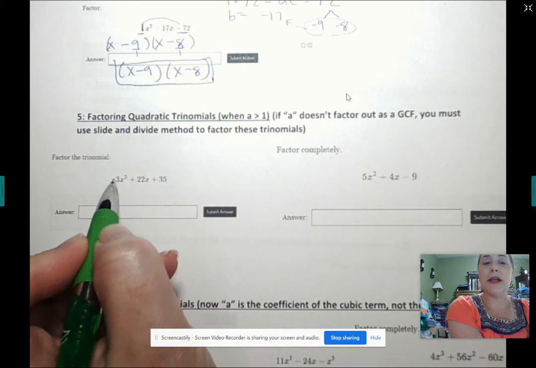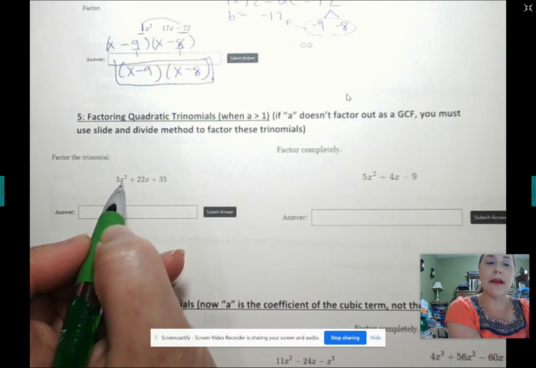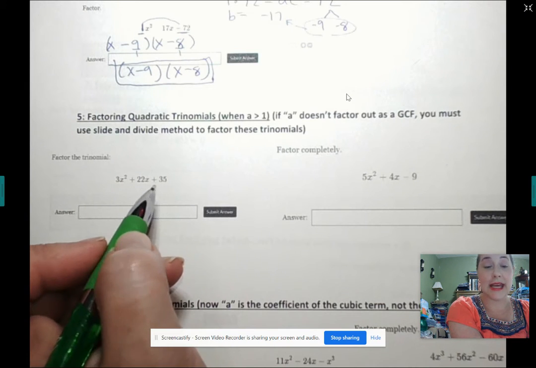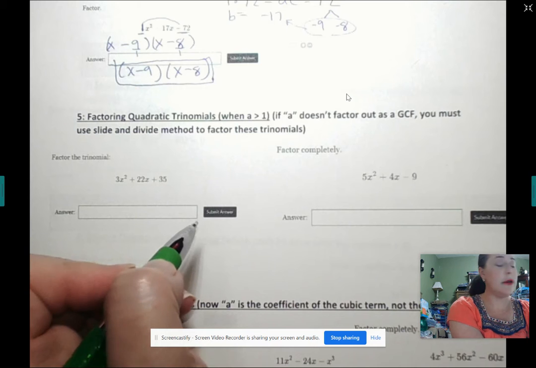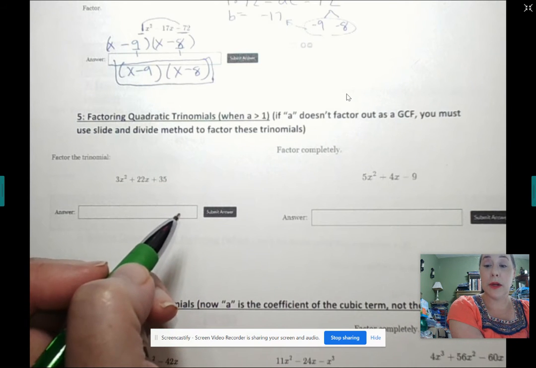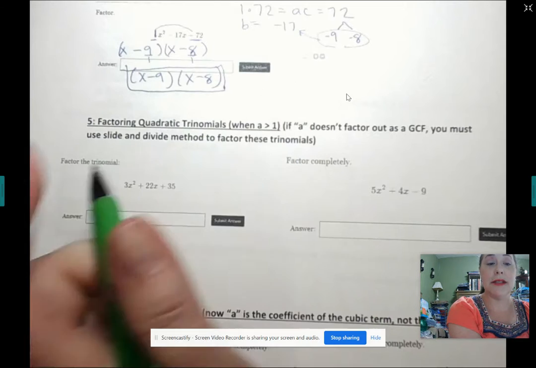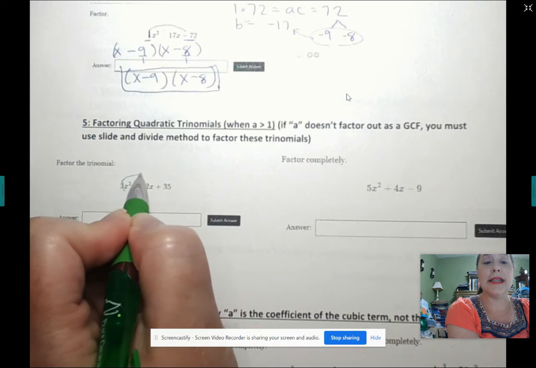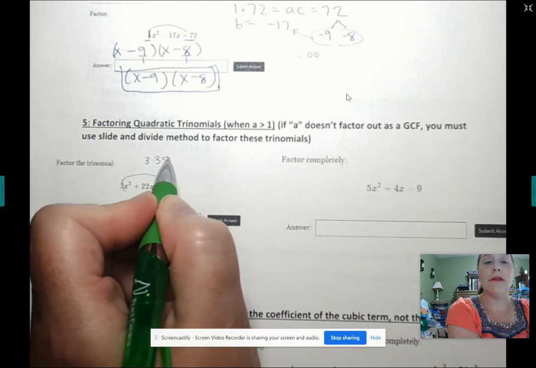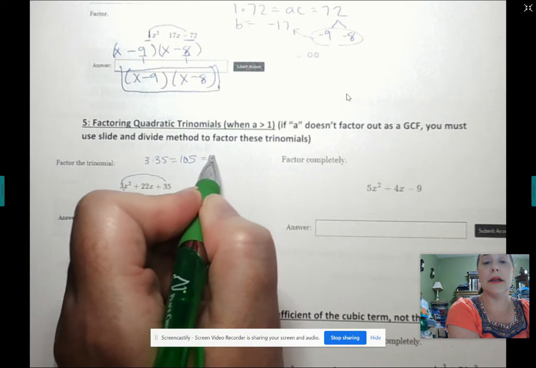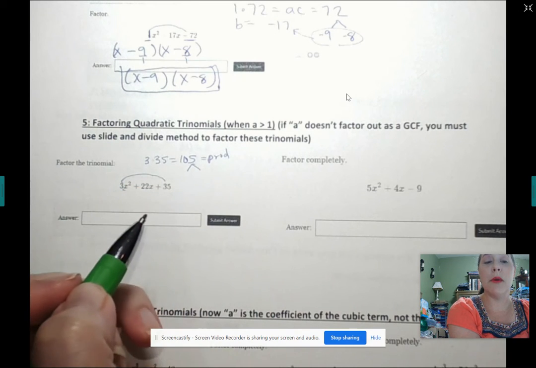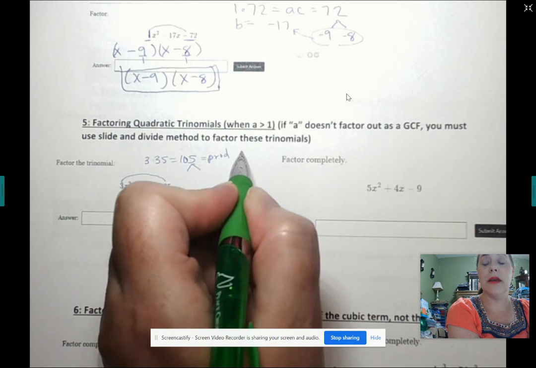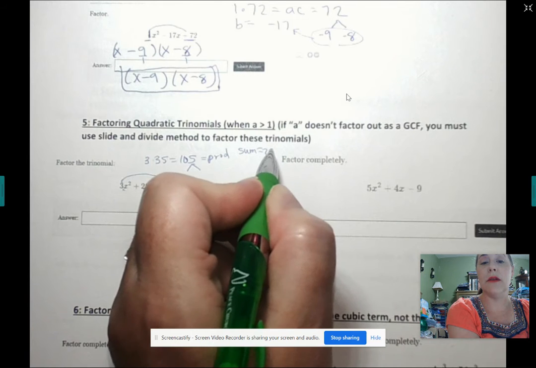And let me remind you, especially when the a value is not a 1, double check, make sure that the a value cannot factor out as a GCF. Okay, it can't here because 3, 22, and 35 have nothing in common. But this is where we're going to practice that sum and product stuff that we did up here. So I have nothing that I can take out of all three of these. So I'm going to do A times C. 3 times 35 is 105. That is your product. Okay, you are looking for things that multiply together to get 105 that would add up to get 22. The sum is 22 that we're looking for.